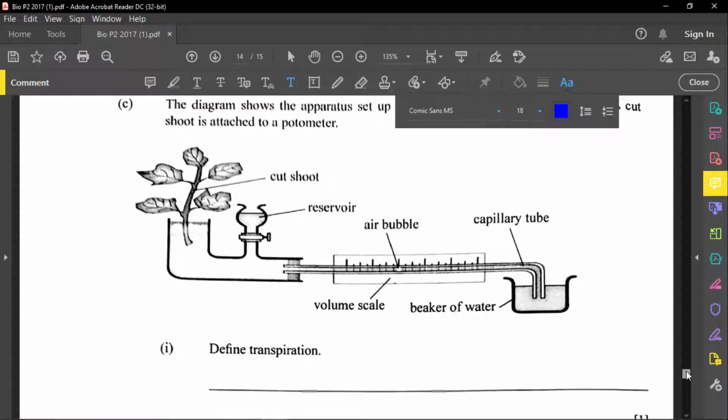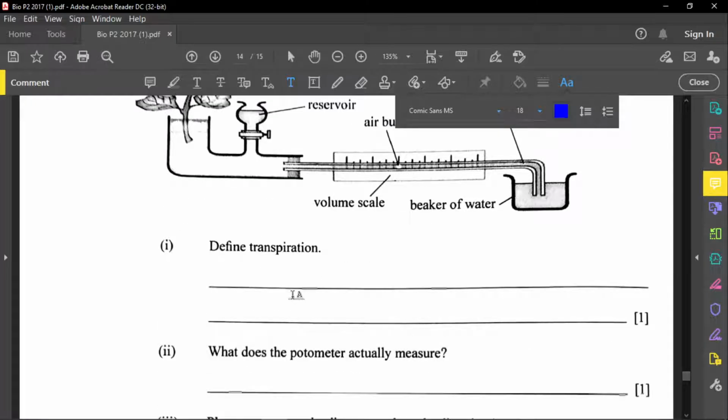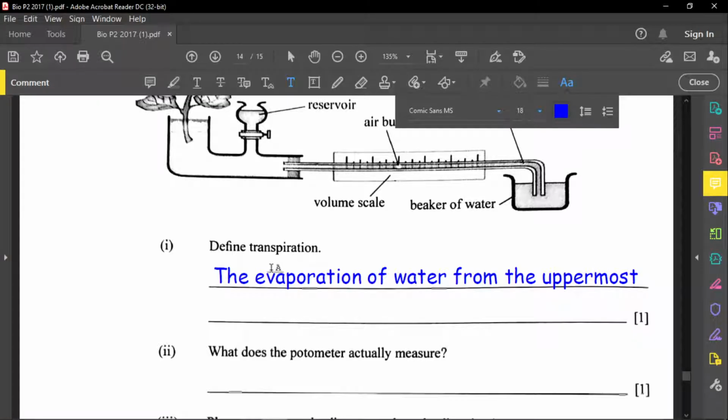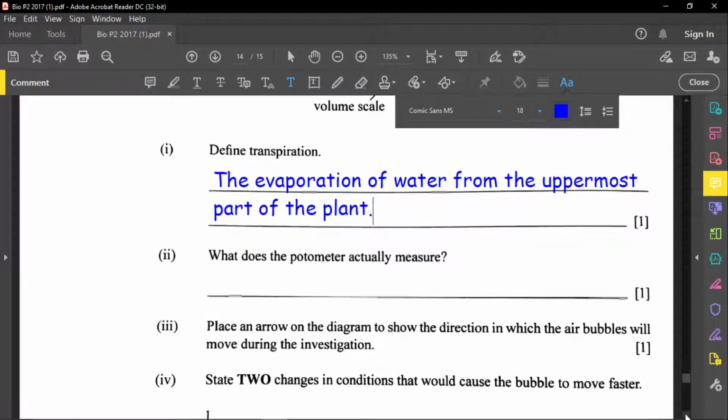All right. And so it says define the term transpiration. Transpiration is the evaporation of water from the uppermost part of a plant. So that is transpiration.